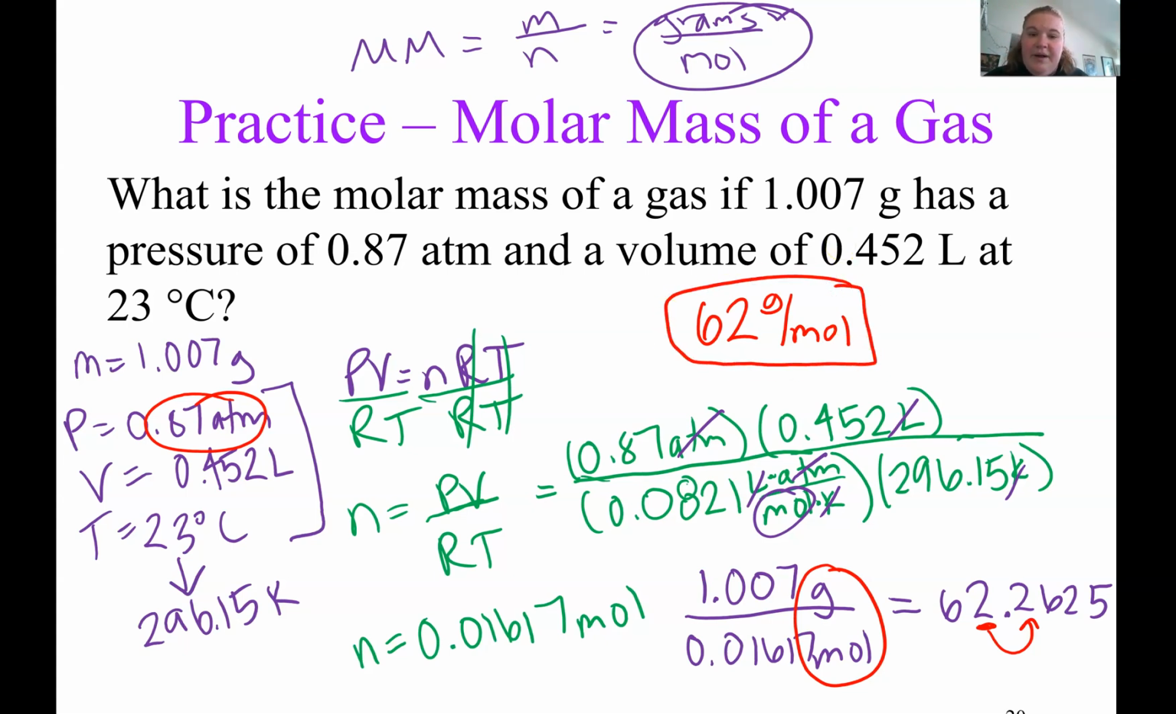Okay, so if you're calculating the molar mass of a gas, this is generally what you're going to do. Of course, it depends on what's given to you, but if you're calculating the molar mass, usually you're given a mass, and then you're going to be given enough information to solve for the moles, and then you're just putting all that information together.